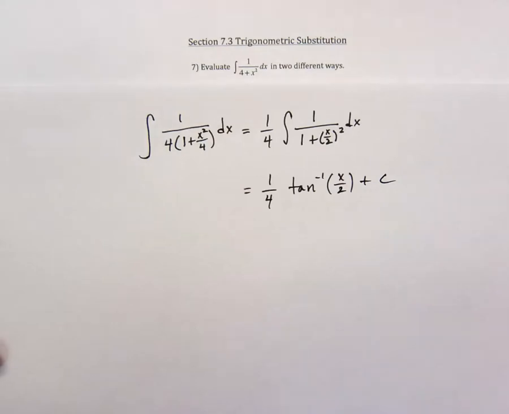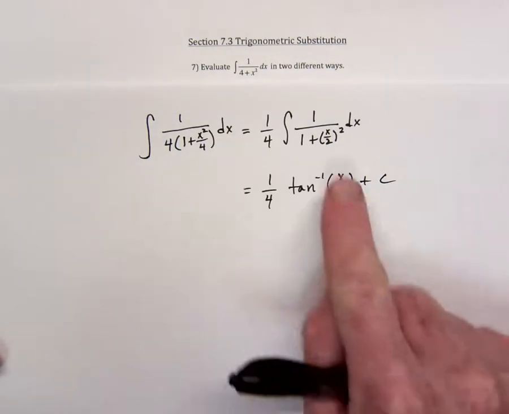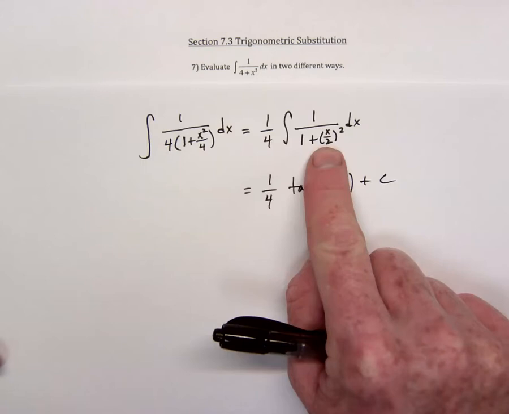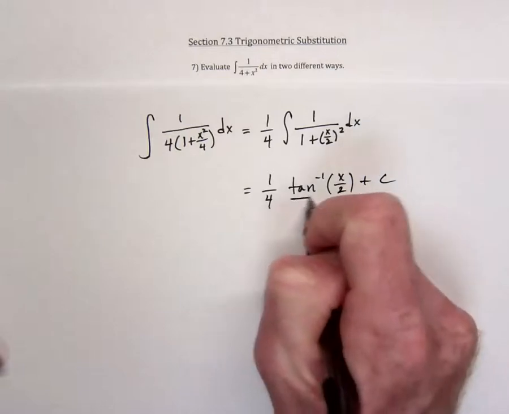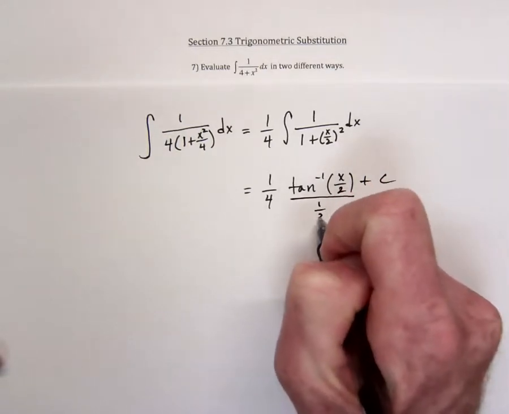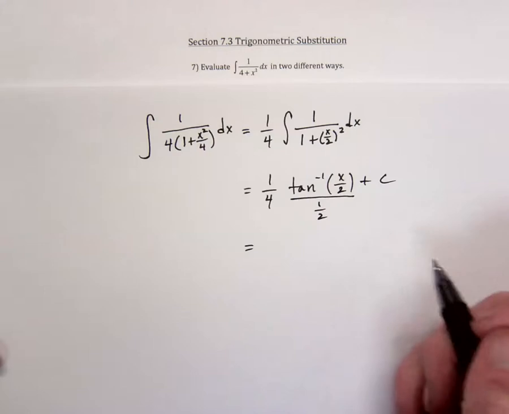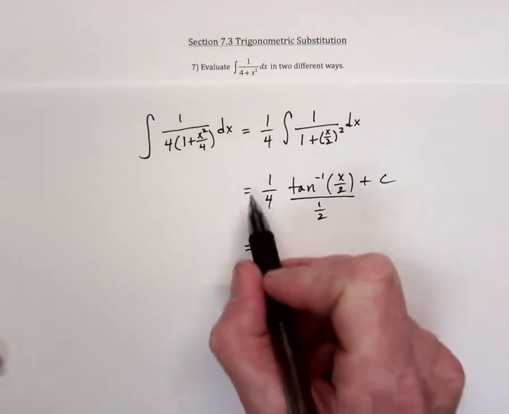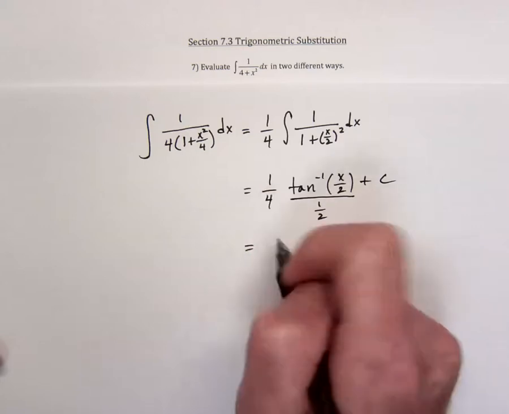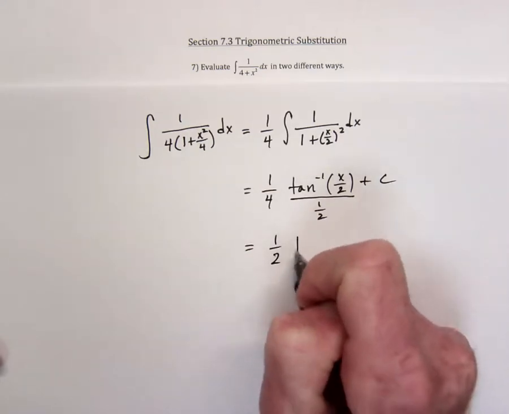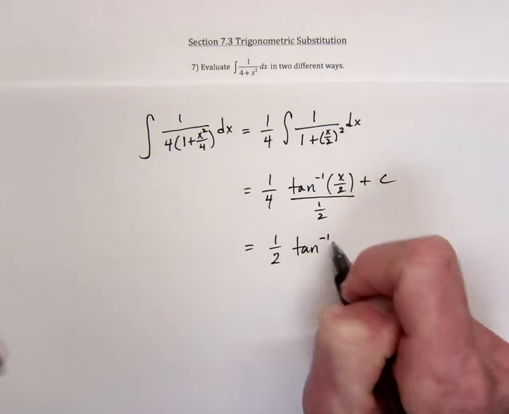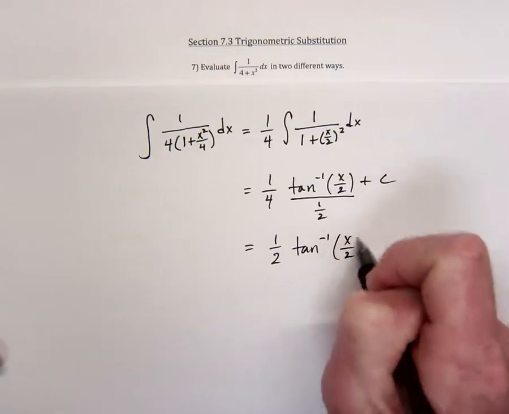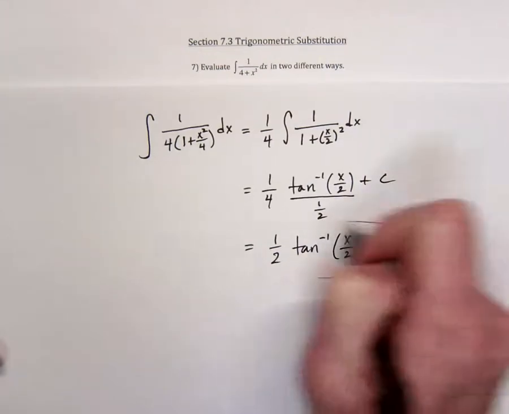There's only one small thing that's missing, and that is the derivative of the inside is 1/2. If we were taking derivatives, we would multiply by that 1/2. Since we're doing the opposite, we will divide by 1/2. And then finally reduce. If you invert and multiply, this 2 becomes a 1/2. So it's 1/2 tangent inverse of x over 2 plus c.